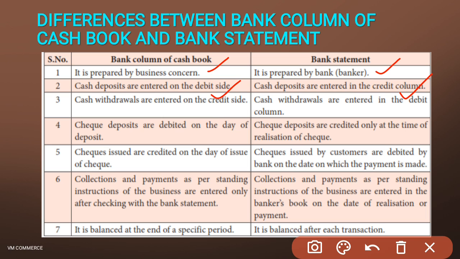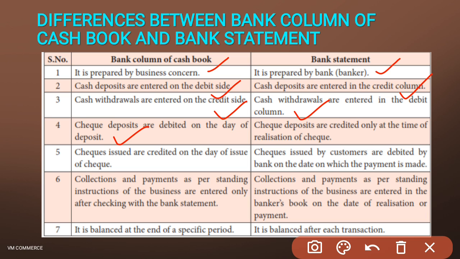Then cash withdrawals are entered on the credit side of the cash book, since the credit side is the payment column. So if we withdraw, that amount is entered on the credit side of the cash book. But in the bank statement, cash withdrawals are entered in the debit column. The debit column in the customer's account denotes the withdrawal of the customer.